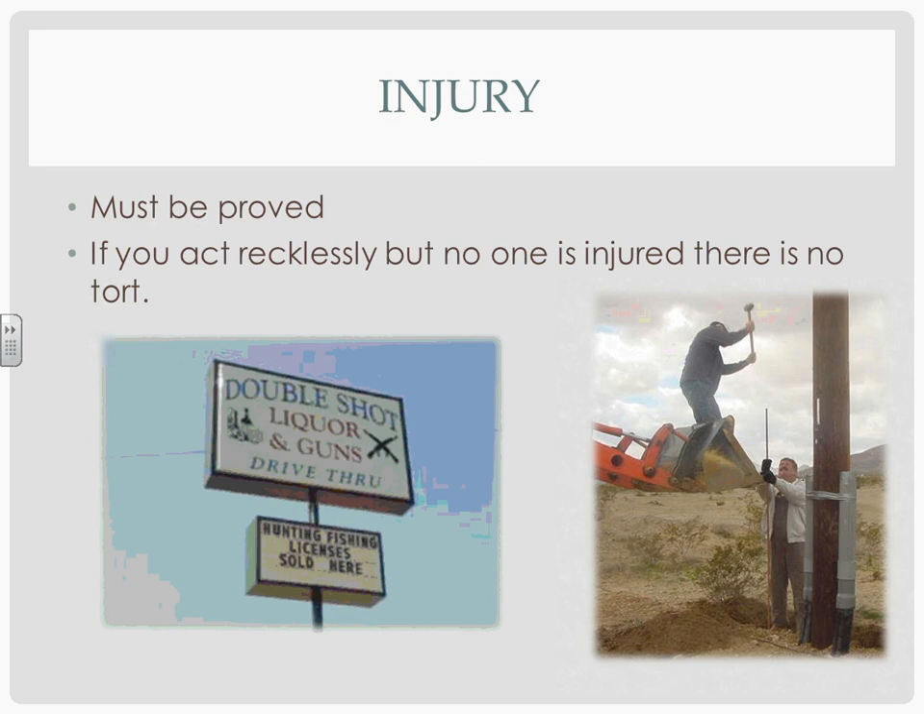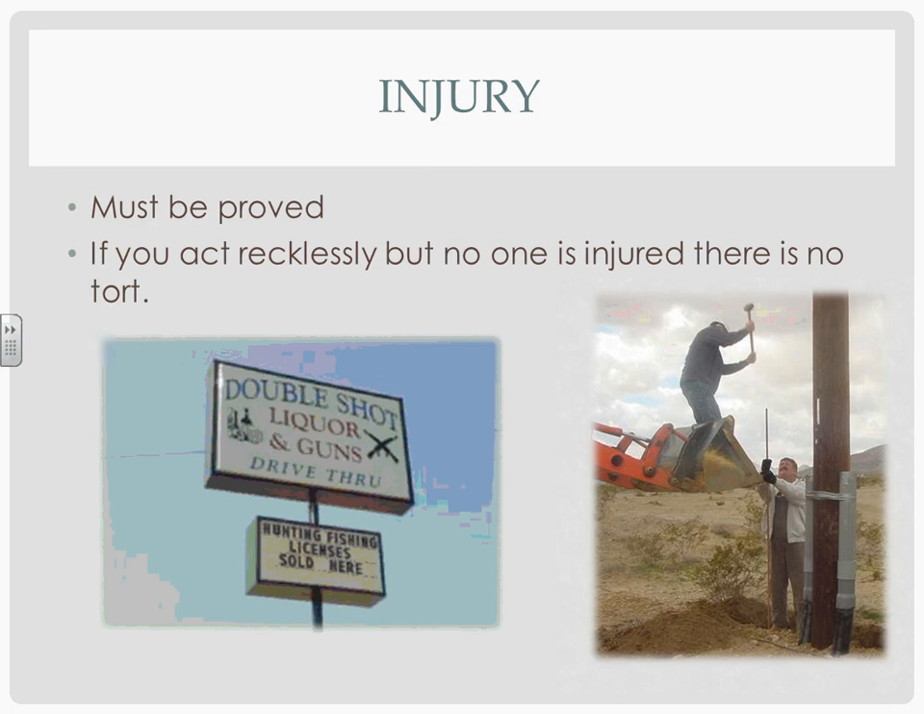Injury must be proved. If you act recklessly, but no one is injured, there's no tort. So maybe someone was running down the hall 100 miles an hour, flailing their arms around and acting a fool, and nobody got hurt. You could still be angry and say, wow, that was stupid. Somebody really could have gotten damaged or hurt, but nobody did, so you can't sue them for that.